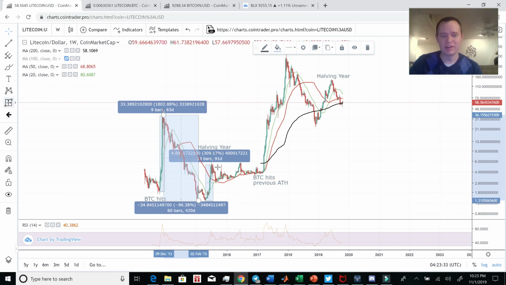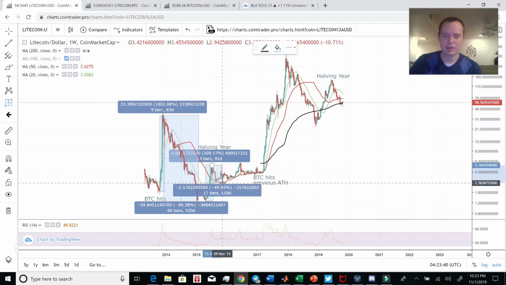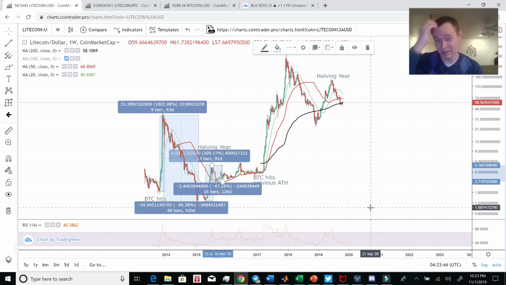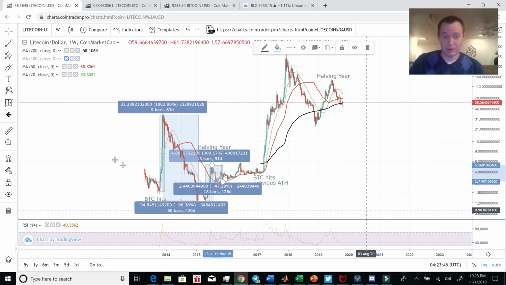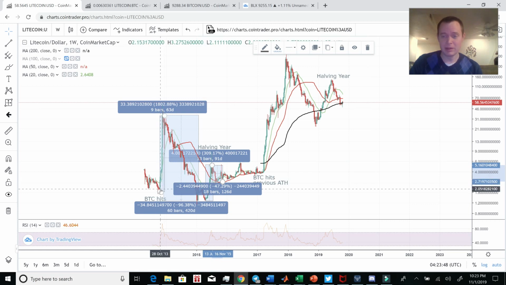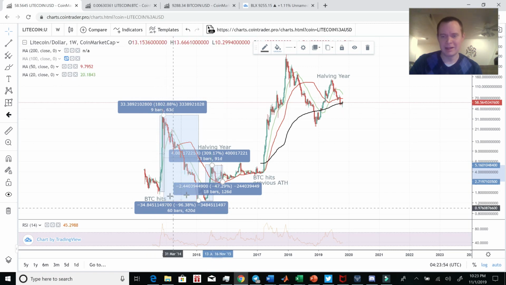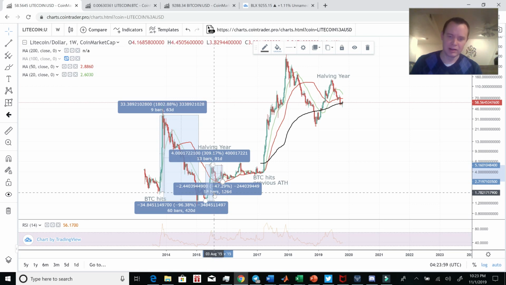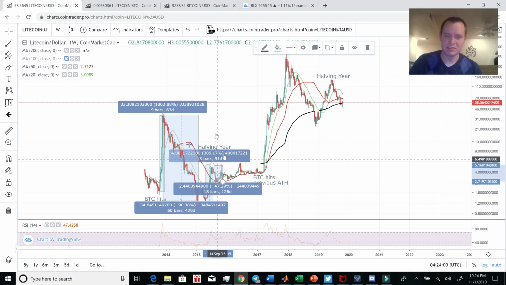So if we take a measured move from the top of this run leading up to the halving down to the bottom, you can see it's much more manageable. It's only about 47% loss. So a recap here. When Bitcoin hits a previous all-time high, we see a huge run up, almost 2,000%. It's followed by a negative 96% retracement. Then when we get to the halving year, we see an increase of 300%, followed by a 50% retracement.